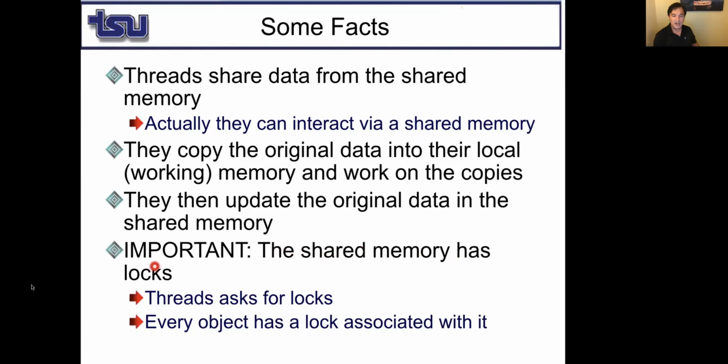Shared memory has locks. What does that mean? If I get a local copy, I tell Java that I am locking this part of the memory. Why? Because I have the local copy myself. Until I am done, I don't want anybody to mess up that space. So that's why we have locks. Every object has a lock associated with it, and threads will ask for locks. Say, I'm going to get a lock there so that no one else messes up while I'm working on it.